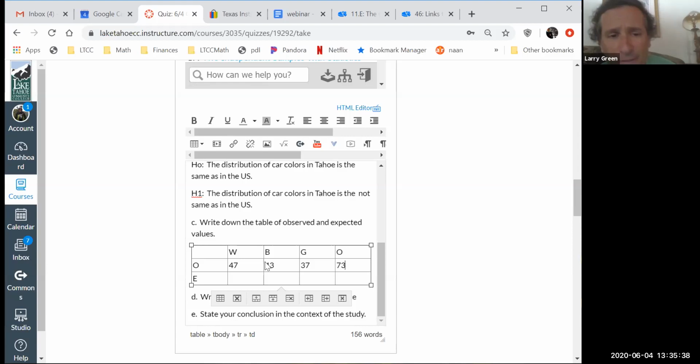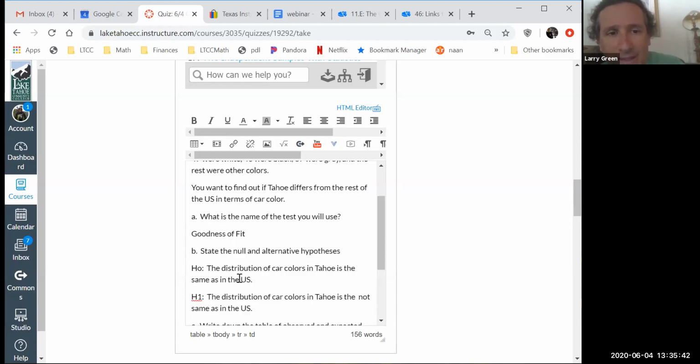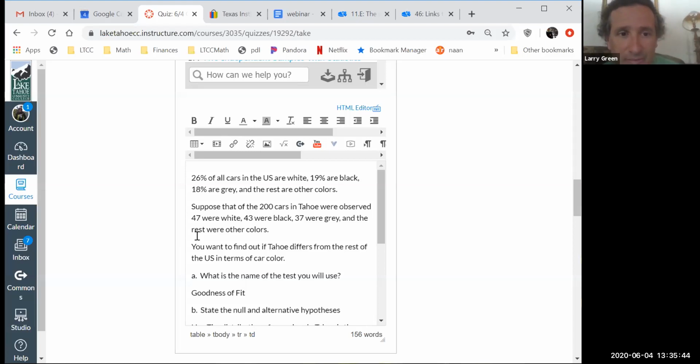Okay, now we've got to figure out the expected. How do we figure out the expected number of white cars? We take the 200 and we divide it by 4. No. Not quite, because we're not expecting them to be uniform. We're expecting them to be like the rest of the United States. What we're really doing is taking the 200 and multiplying it by this percentage in decimal form. So we're taking 26% of 200.